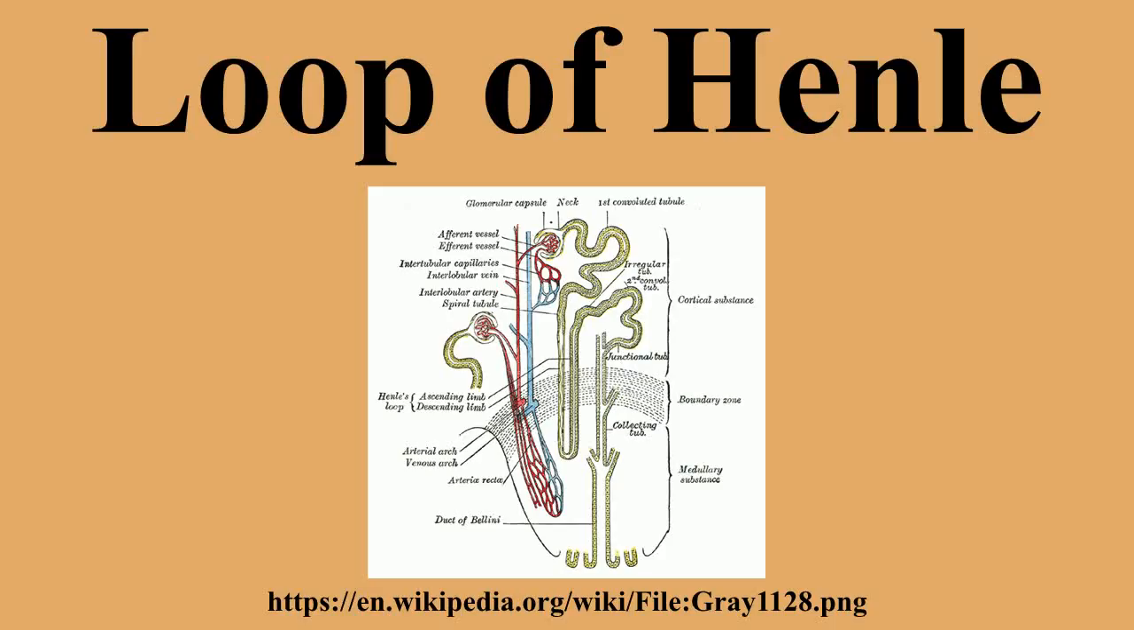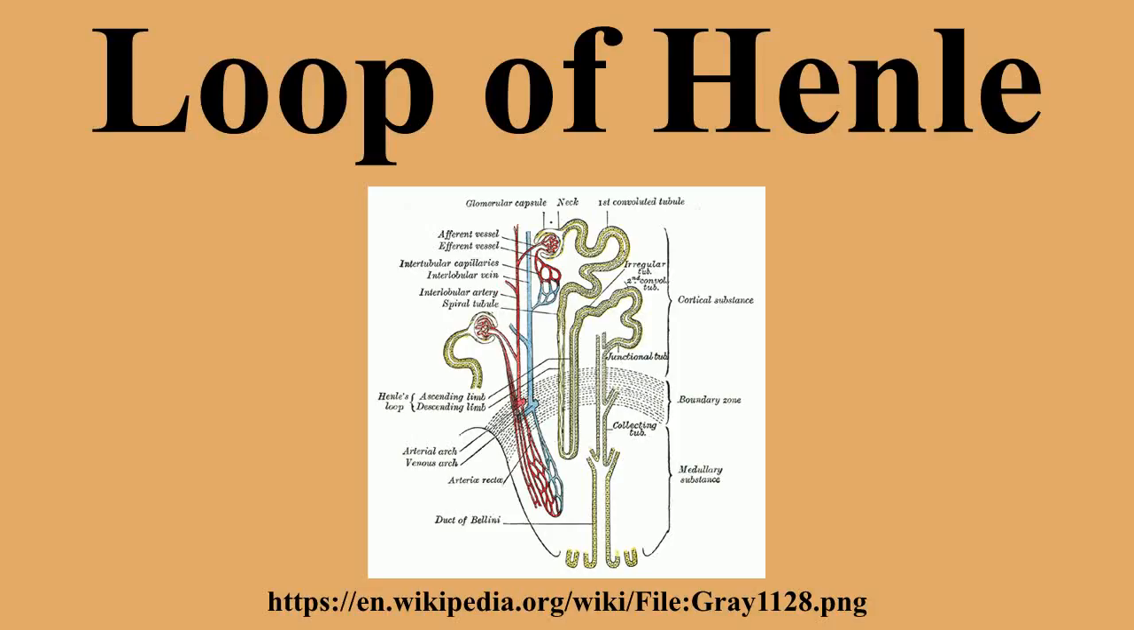In the kidney, the loop of Henle is the portion of a nephron that leads from the proximal convoluted tubule to the distal convoluted tubule, named after its discoverer, the German anatomist Friedrich Gustav Jakob Henle. The loop of Henle's main function is to create a concentration gradient in the medulla of the kidney, by means of a countercurrent multiplier system, which utilizes electrolyte pumps.